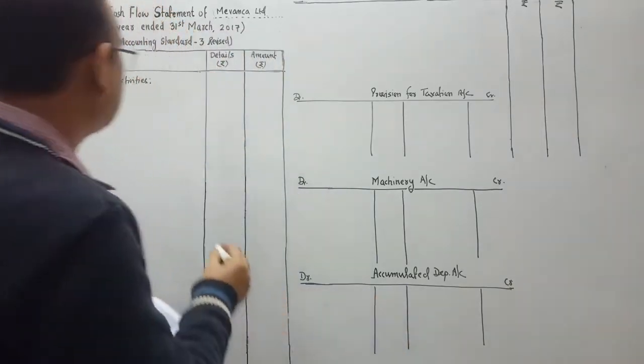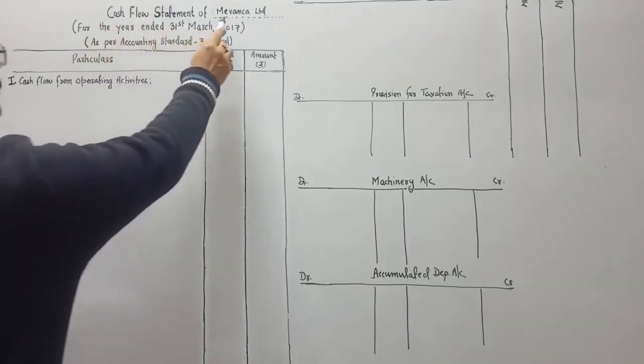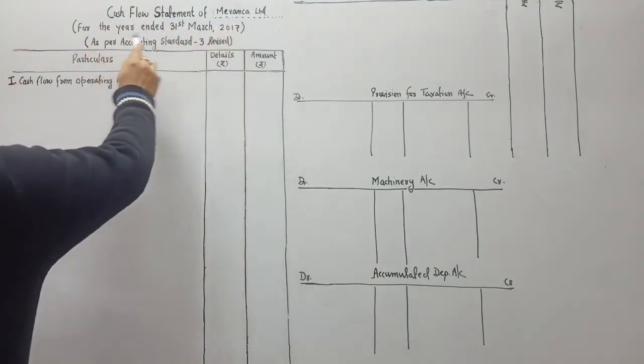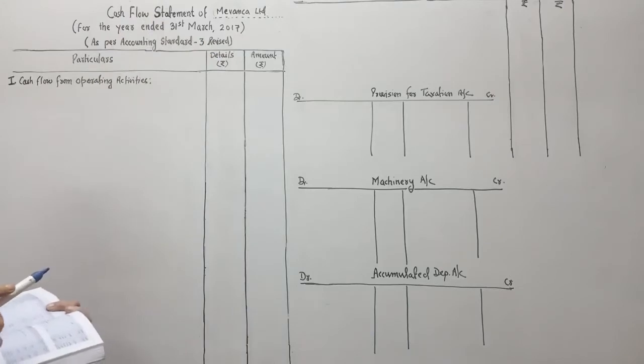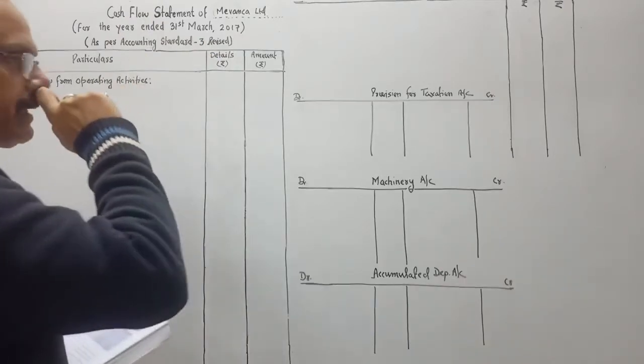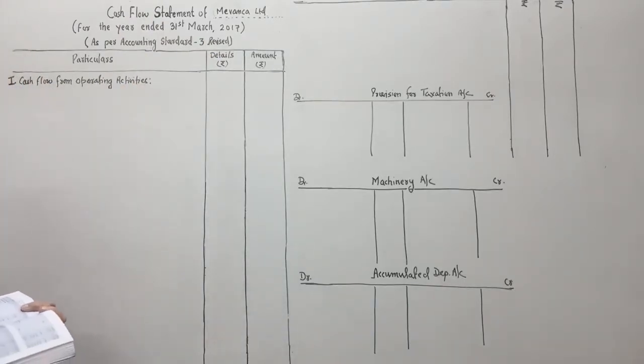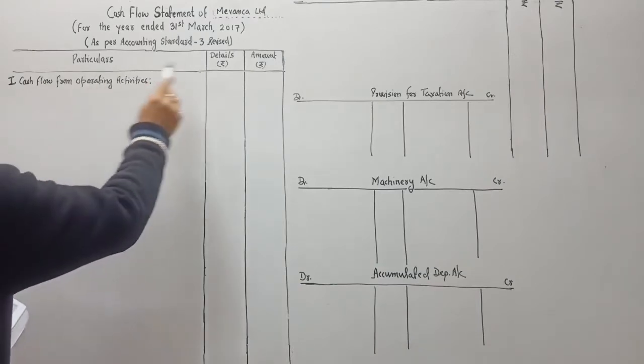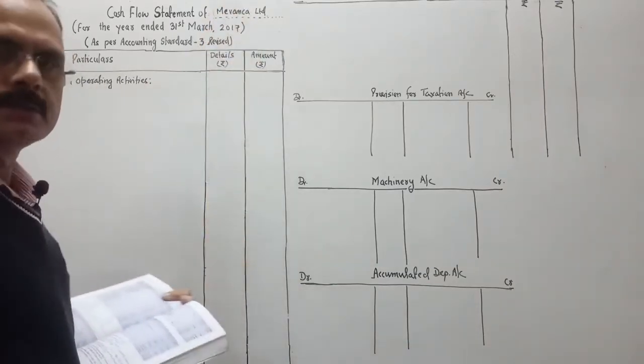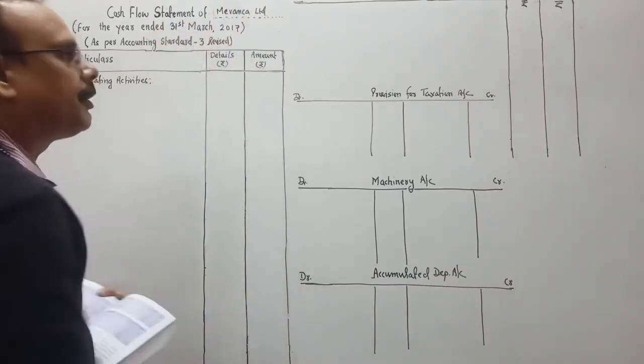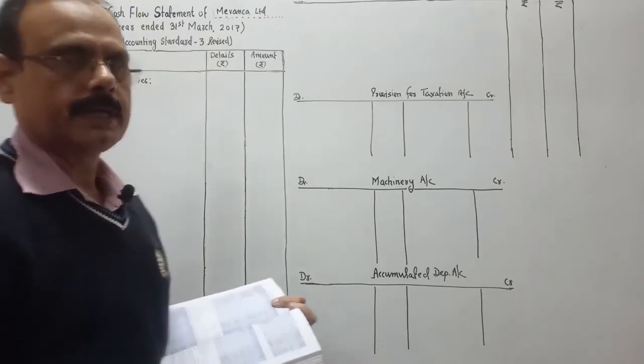So I have drawn the format of a cash flow statement of Mevenka Limited for the year ended 31st March 2017, as per revised Accounting Standard 3, with particulars, details, amounts and so on. I have drawn the format. Now coming to the working note.